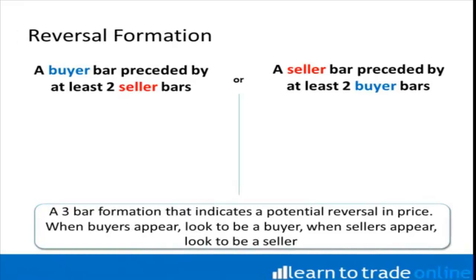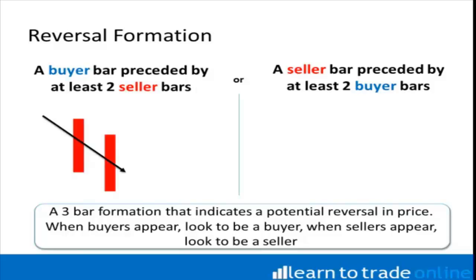We're going to be looking at something now called a reversal bar formation. A reversal bar formation gives us either a buy signal or a sell signal. It's a 3-bar formation that indicates a potential reversal in price. When buyers appear, look to be a buyer. When sellers appear, look to be a seller.